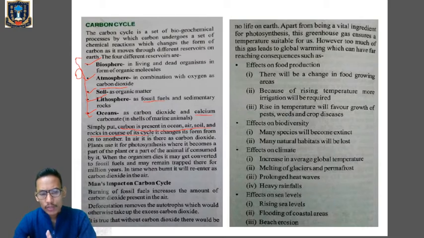In the air it is present in the form of carbon dioxide, combined with oxygen, and that carbon dioxide is very essential for the plant to perform the process of photosynthesis, right? So now that carbon becomes part of the plant, since the plant utilizes it for photosynthesis.